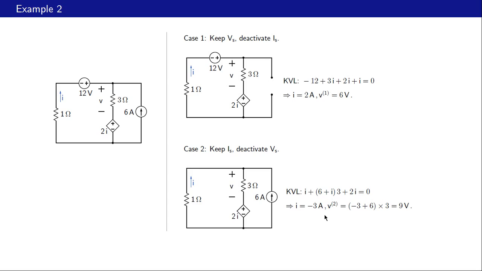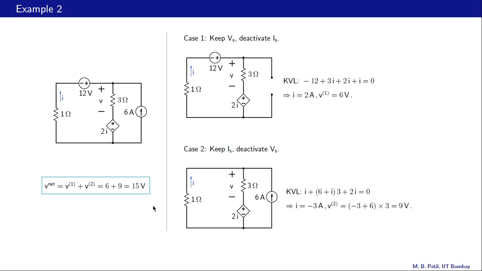Once we know this current I, we can find the voltage here as 6 plus I times 3 ohms, that is 6 minus 3 times 3 ohms, or 9 volts. So that is our V with a superscript 2 to indicate case 2. And now the net voltage, this voltage here in the original circuit, can be found simply by adding V1 and V2, and that gives us 6 plus 9 or 15 volts.